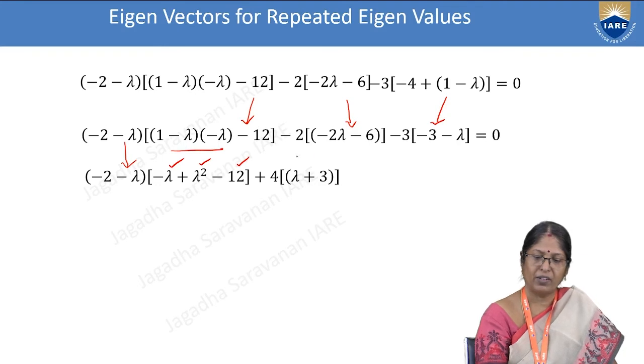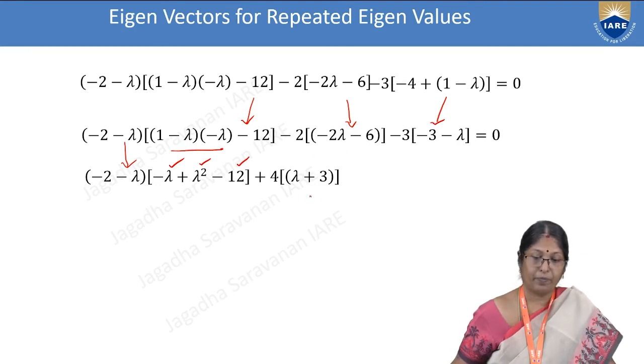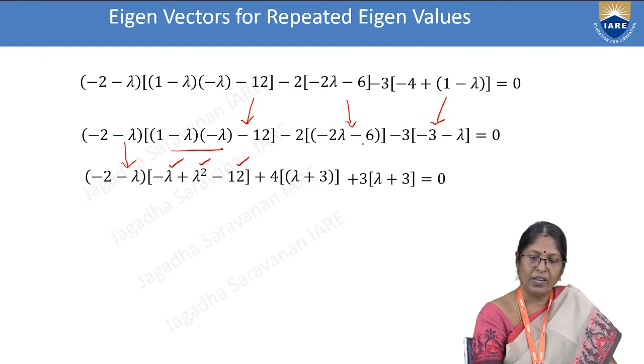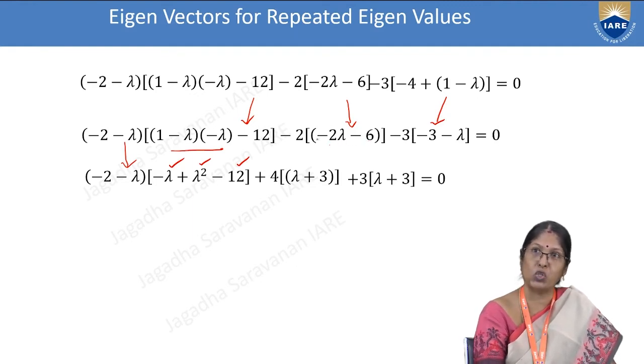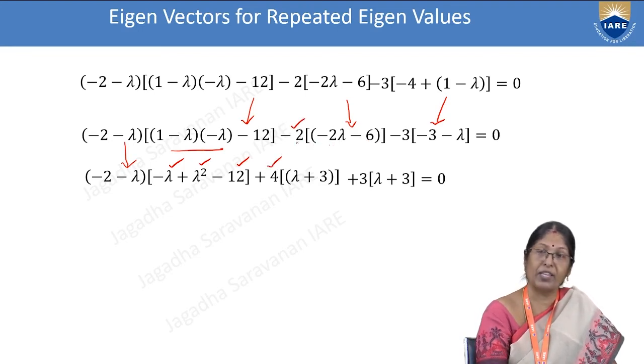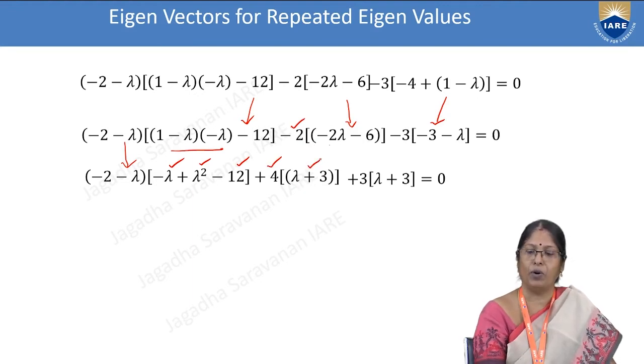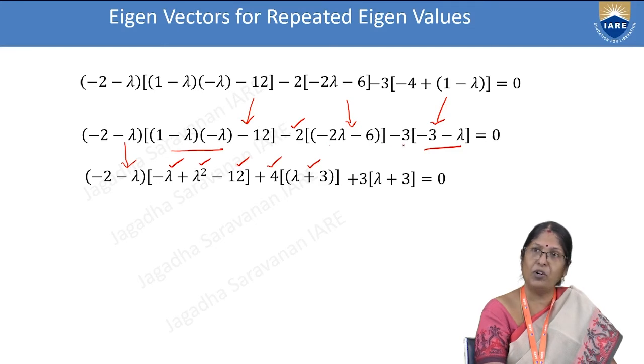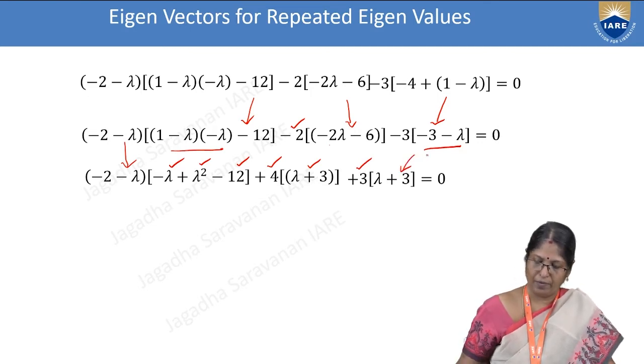Fine. Next, here minus 2 is there, minus 6 is there. We have taken common minus 2 outside. Already minus 2 is there. Minus 2 into minus 2 has become plus 4. The balance is lambda plus 3, we got it. Here minus 3 is there. Here we have taken common minus out. So minus 3 into minus 1 has become plus 3. The balance we wrote, that is lambda plus 3.